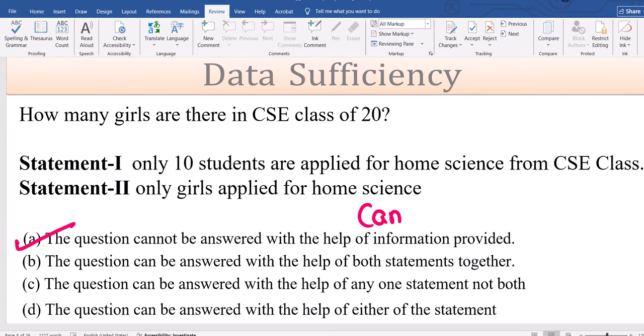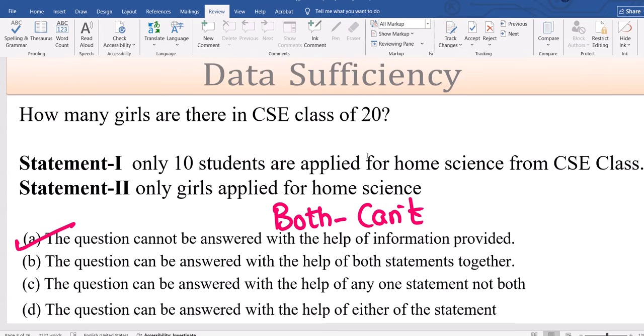Both statements put together cannot answer it, because if you observe, 10 students applied for home science, but there may be 15 girls or 18 girls in that class of 20, and only 10 applied for home science. The remaining may have applied for some other program. Let's say some of you applied for Java, some for Python. Here they discussed only home science, and they did not mention any other departments.